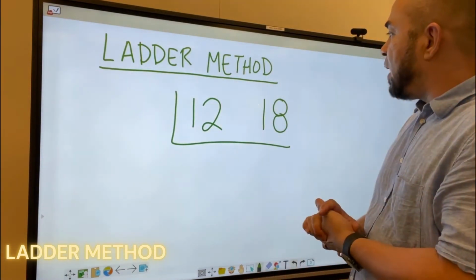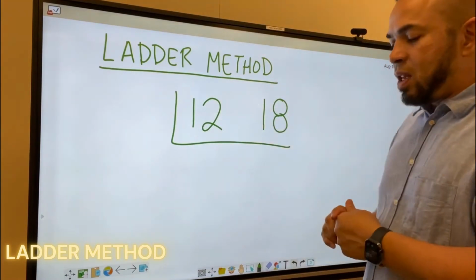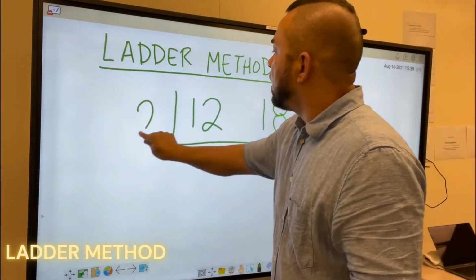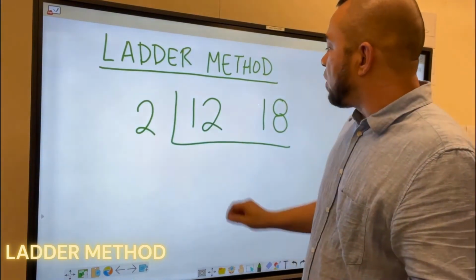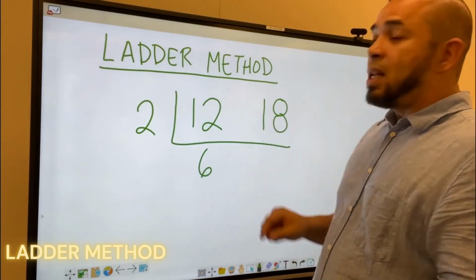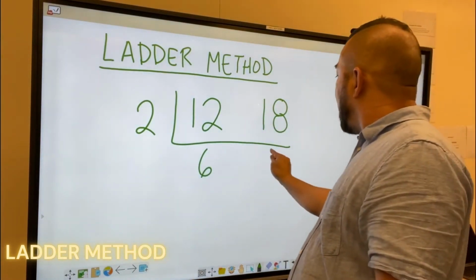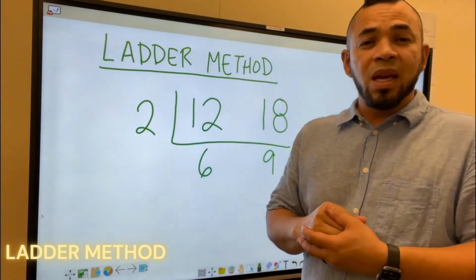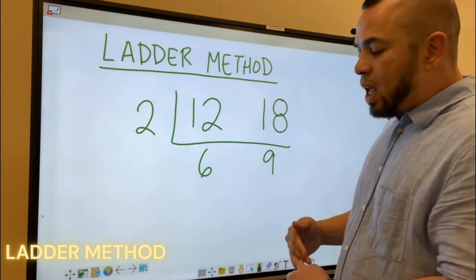And so I'm thinking, what do 12 and 18 both divide into? And the easiest one I can think of is a 2. So I'm gonna divide 2 into 12 goes in how many times? 6 times. 2 into 18 goes into how many times? 9. So I have a 6 and a 9. Could it get smaller? Can I make it smaller? Yes, I can.